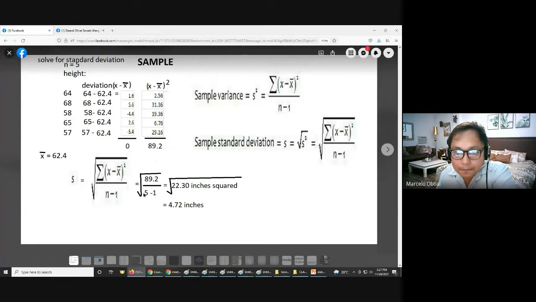Ayan. Nag-diretso na ako dito ng standard deviation because ang required dito is standard deviation. Pag tinatanong ko yung variance, dapat may answer kayo sa taas ng variance, no? Okay, so after you substitute all the given, the answer is, okay, 22.30. Okay, you need to get the square root. Okay, the answer is 4.72 inches. Okay, so that's how to solve for the standard deviation, okay, population, and sample.